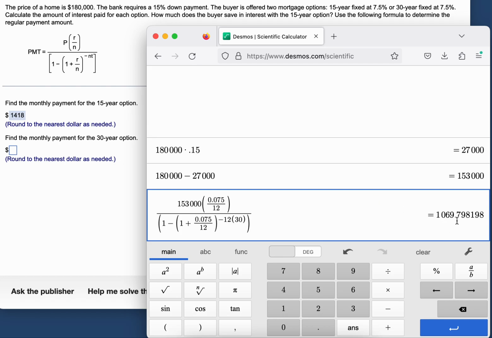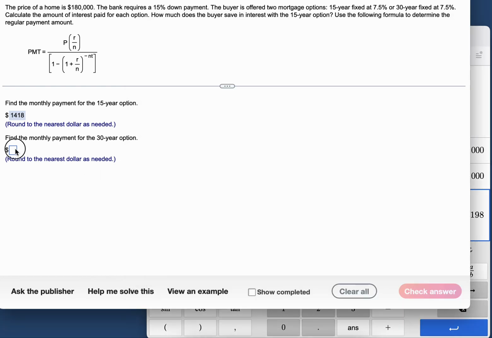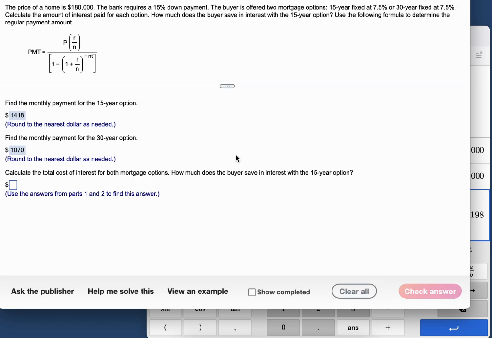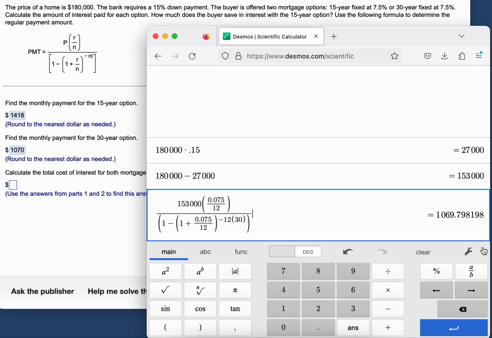That is 1,069. Okay, so this 69 from the 7 here is going to round up to a 70. This is $1,070. I'll put that here. Check my answer. And that is it. So again, that came directly from this calculator here.